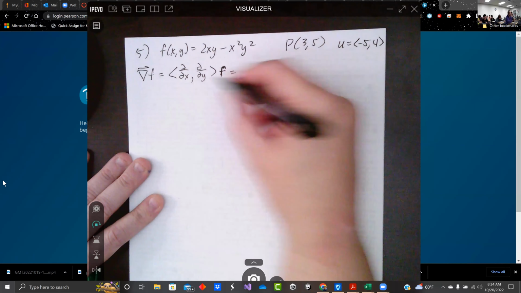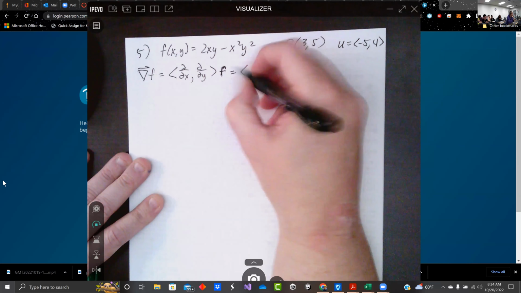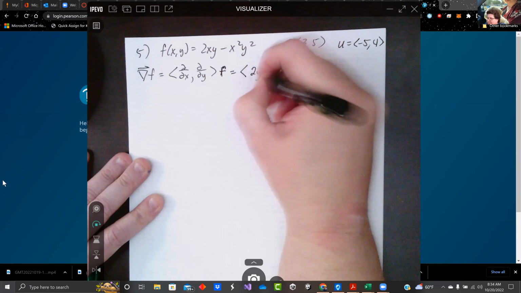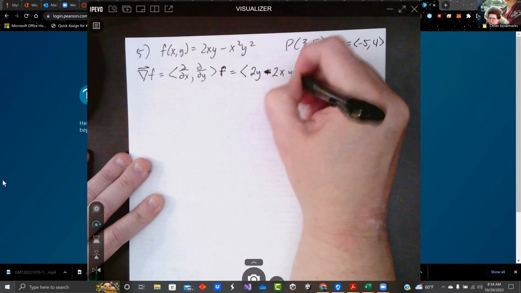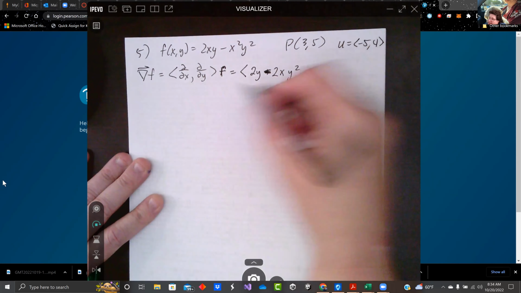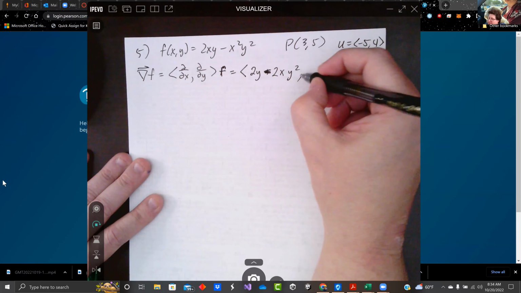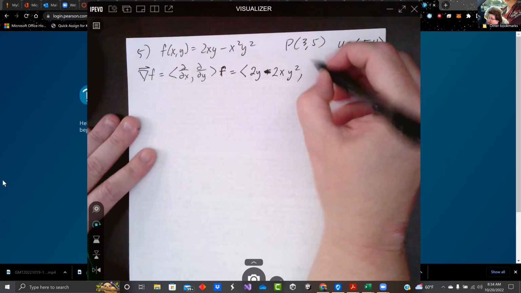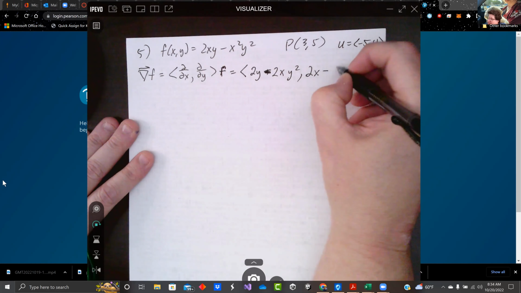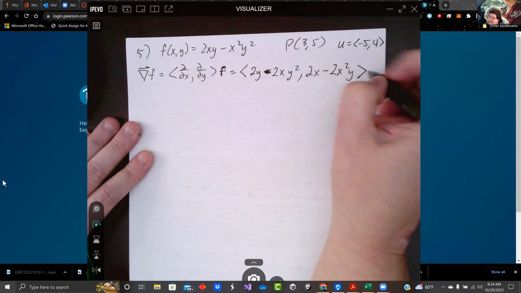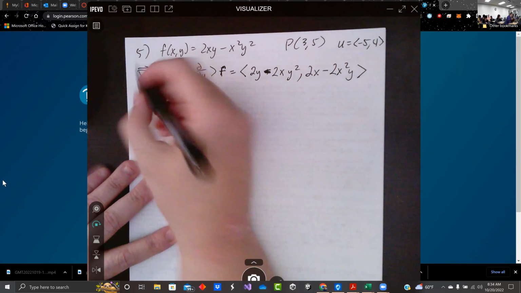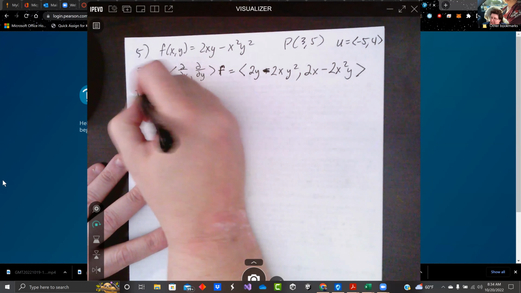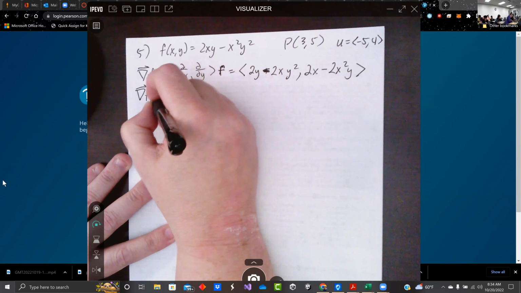Okay, so we take the derivative with respect to x: you've got 2y minus 2xy squared. And then with respect to y, this is a vector, gradients make vectors: I've got 2x minus 2x squared y. That's the gradient of f. So the gradient of f at p, I got stuck when it asked which direction is the greatest rate of change.